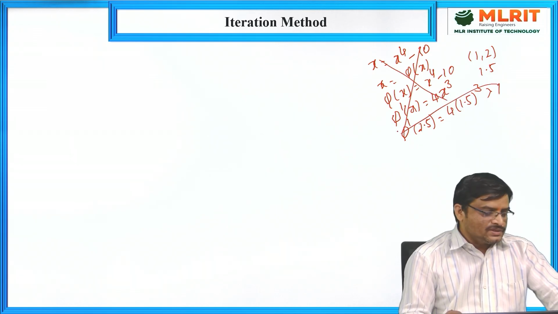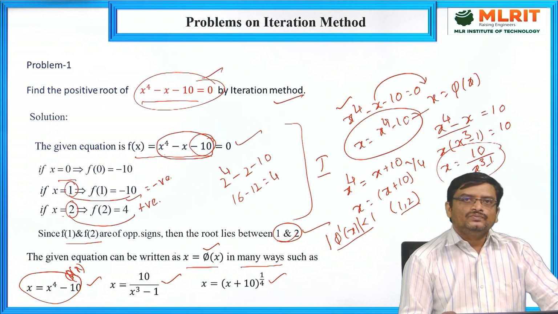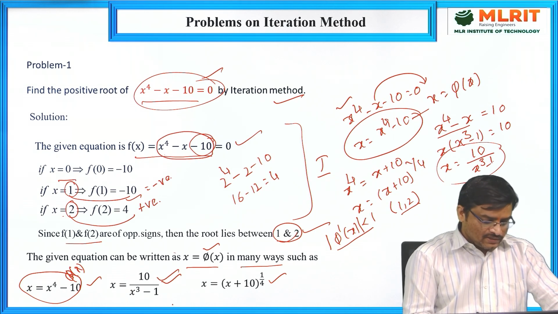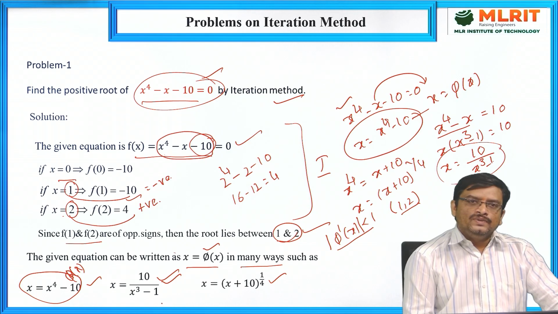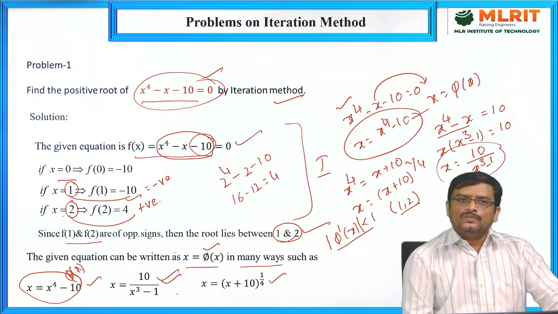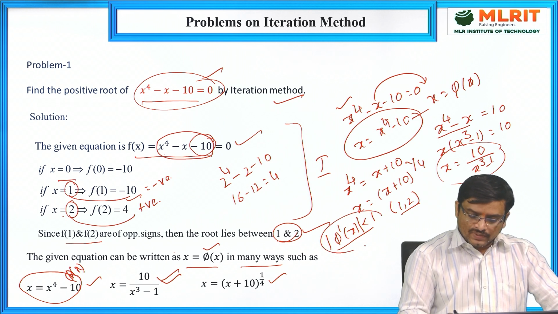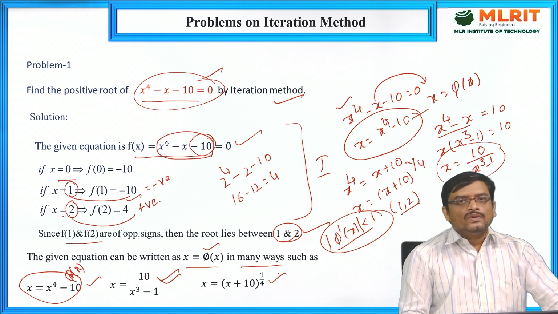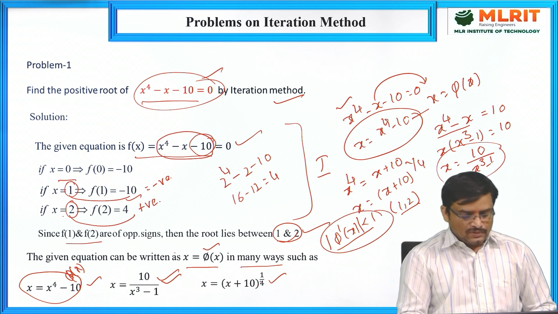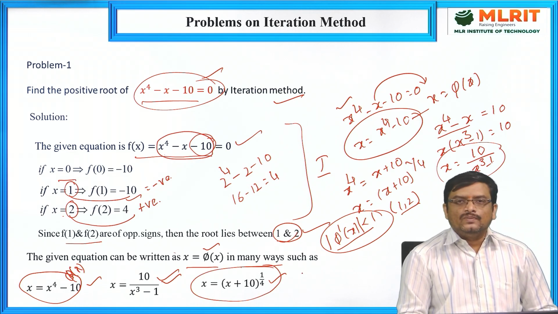Like this, one by one we have to check the forms which we got in the previous slide. Next you take the other form, get the derivative of this phi of x, and substitute x is equal to 1, 1.1, 1.3, like this. You substitute all the points, and the condition has to be satisfied for all the points. Out of all these forms, only one satisfies the condition modulus of phi dash of x less than 1.